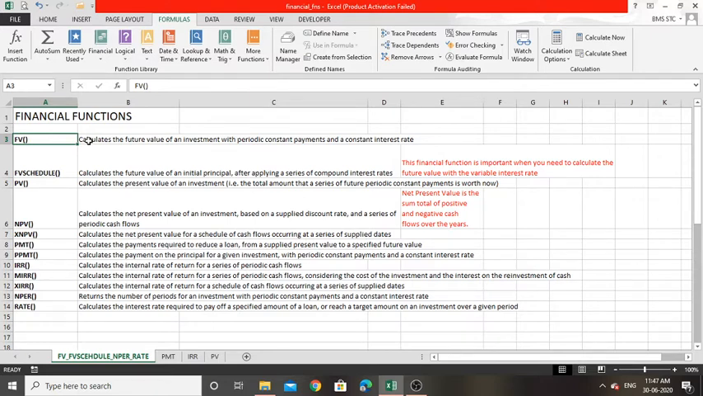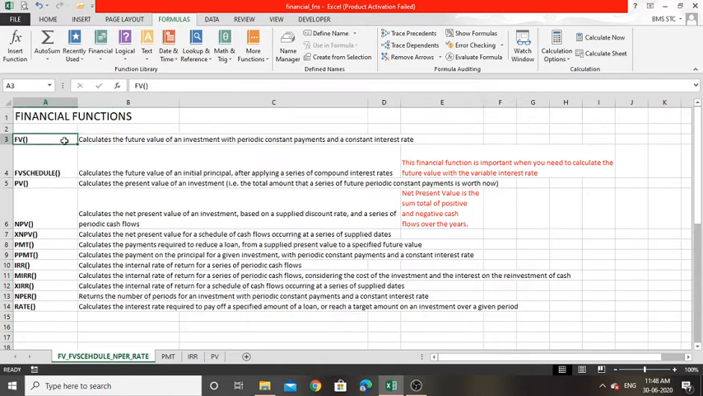FV stands for future value. That means we have a current amount as cash on hand now. At present we have cash to deposit or to use, but we do not know what the future value will be that we will receive after 4 years, or after 1 year, or even after 6 months, or quarterly or half yearly. So we want to estimate the future value from the present value that we have now. For that purpose we will use the FV function.